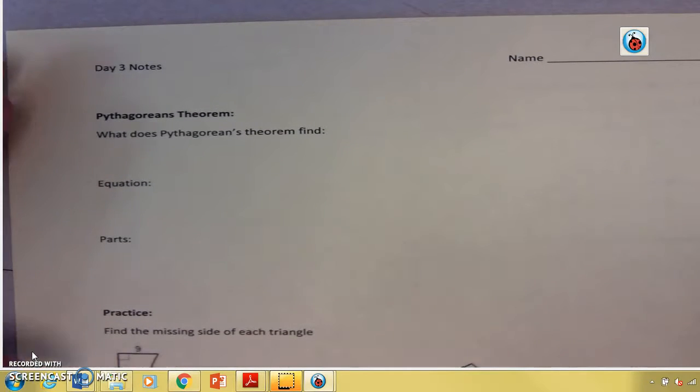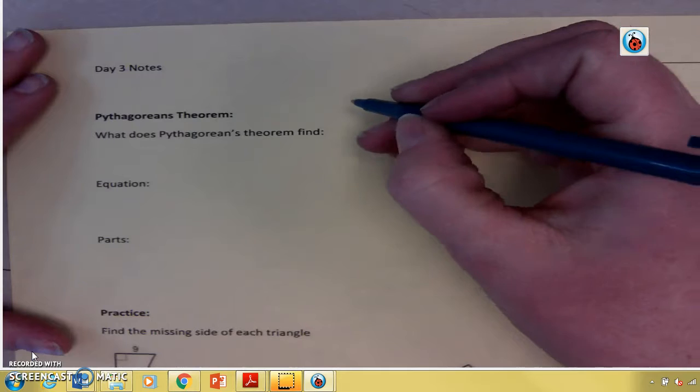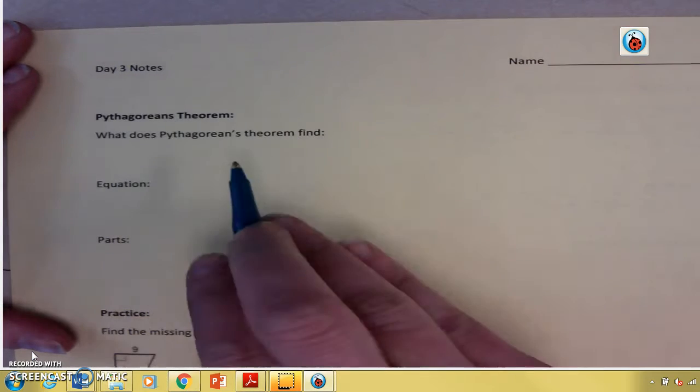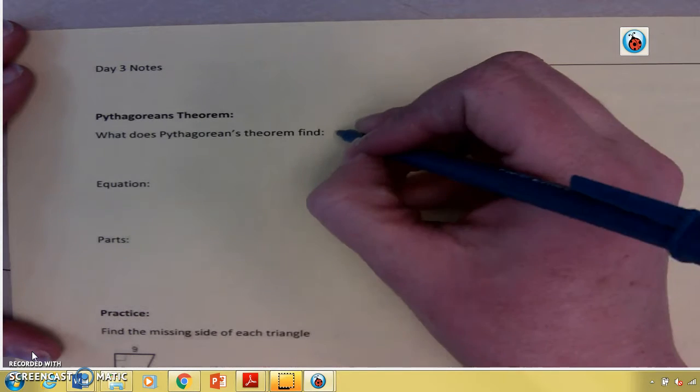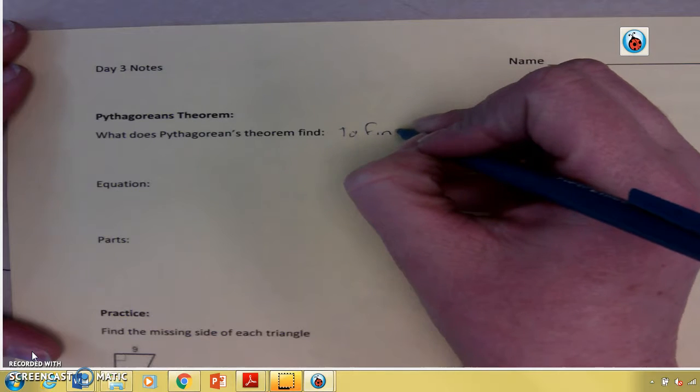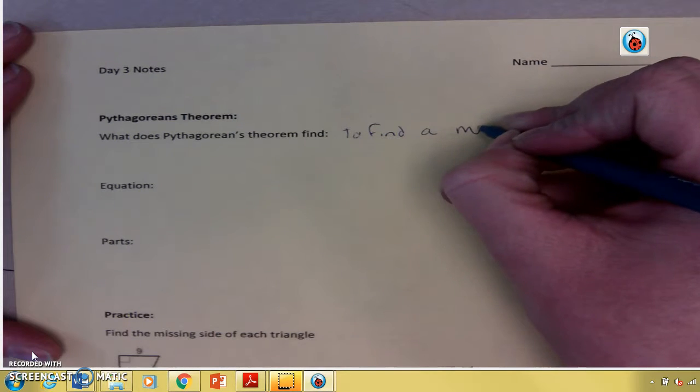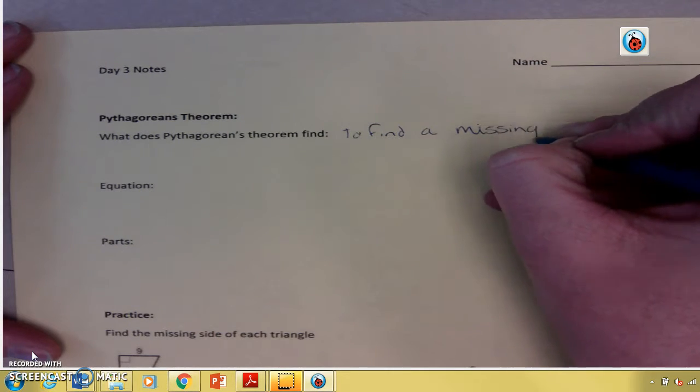Alright, we're going to now work on Pythagorean's theorem. You probably already learned a little bit about Pythagorean's theorem last year, but we're going to make it a little bit more difficult this year. Of course, that's what we do in algebra, right? So the whole purpose of Pythagorean's theorem is to find a missing side on a right triangle.